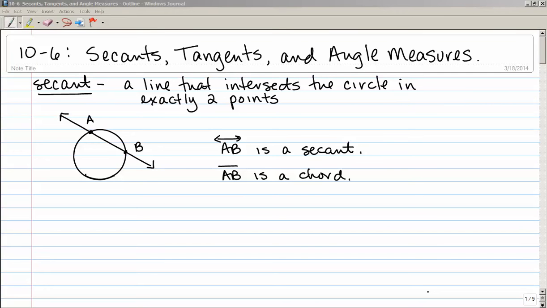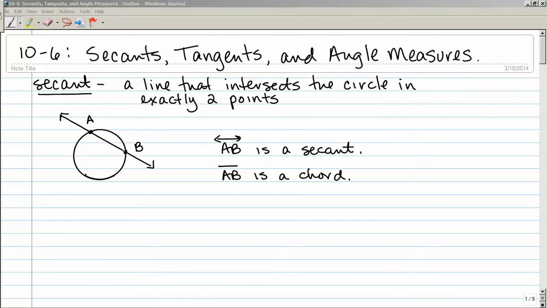Section 10.6 is on secants, tangents, and angle measures. A secant is a line that intersects a circle in exactly 2 points. So in this diagram here, line AB is a secant. A secant is always a line that continues forever in both directions.